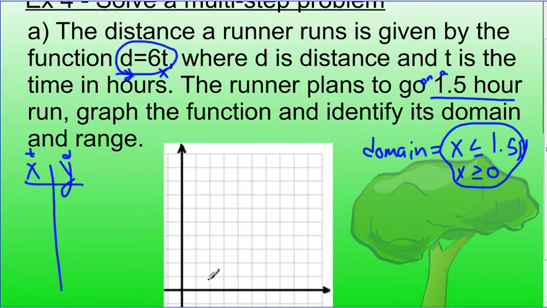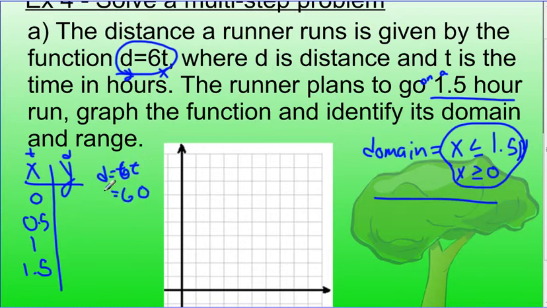We do not yet know the distance he's going to travel, though. So we have the domain. Now we know we can pick any numbers from 0 to 1.5. So 0, 0.5, 1, 1.5. Again, make sure you use the domain values as your endpoints, 0 and 1.5. Now, if we do this math, actually, I could probably do it over here. D equals 6t. So 6 times 0 is 0. So this guy's been running for 0 hours. He has a distance of 0. Makes sense. He's still on his front porch. He hasn't left his house yet.